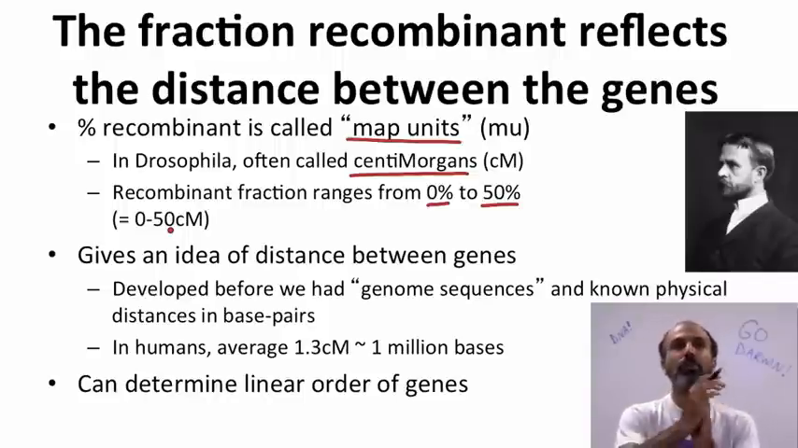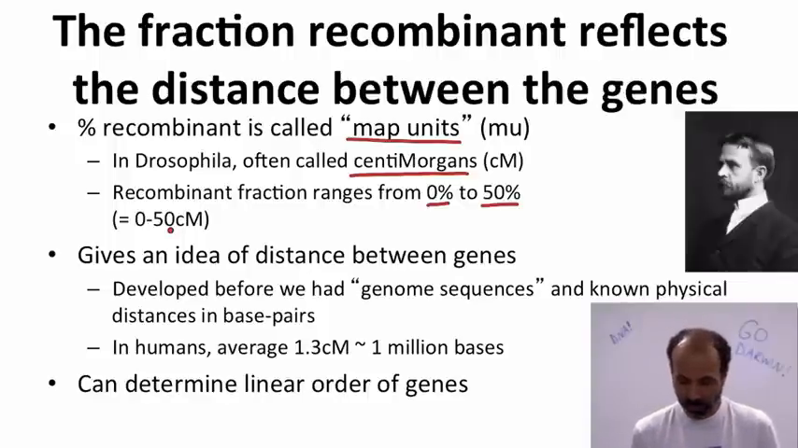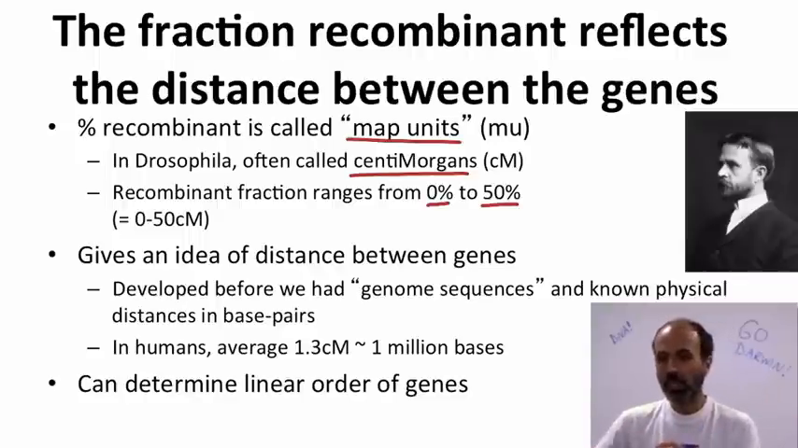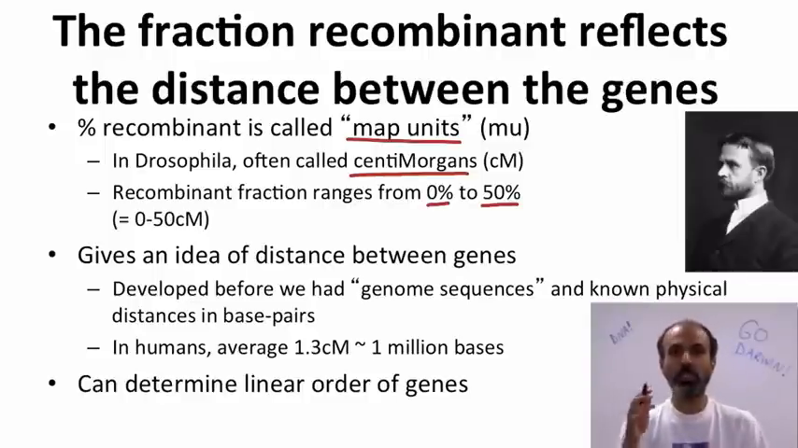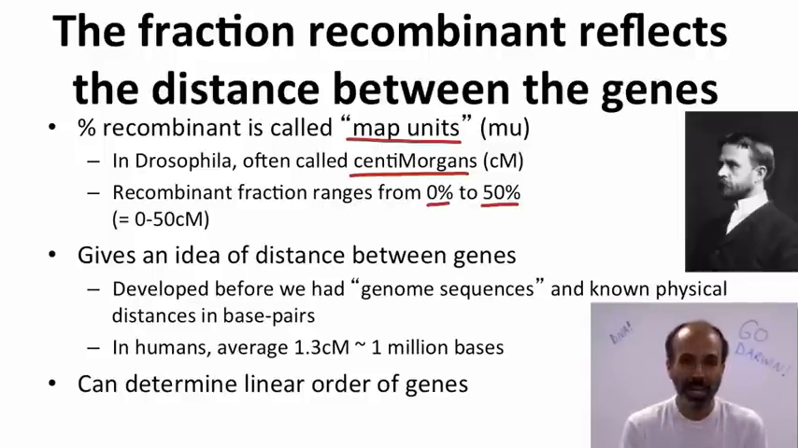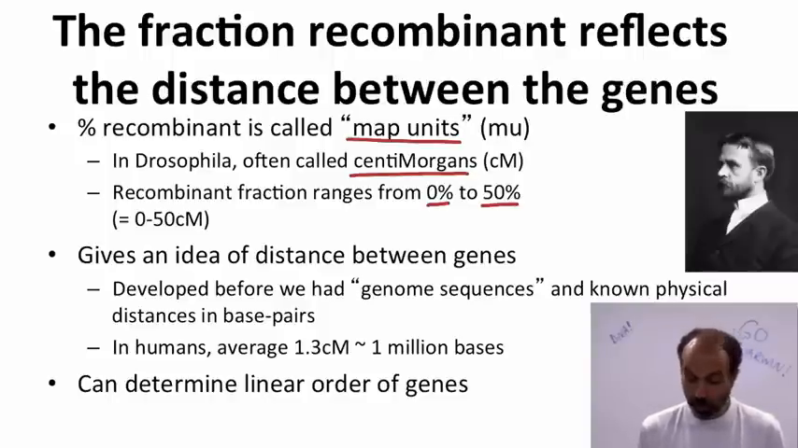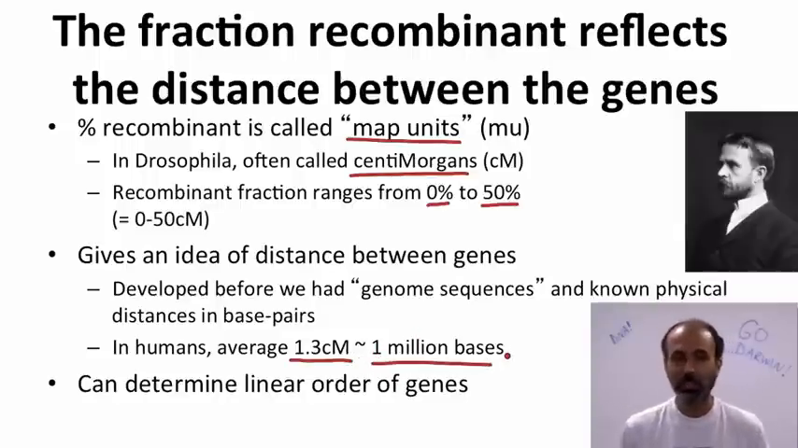And this was known about 100 years before we had the first genome sequence. Not quite, but close to it. At this point, we had a way of putting together a map and saying this gene is close to this gene, and this other gene is really far away. The genes in this case were things like these Drosophila mutations, like the cinnabar gene, the vestigial gene, the white eye color gene. In humans, just for your reference, 1.3% recombination is on average about 1 million bases. That's not exactly the case, but it gives you a ballpark that you can work with. And this is used to determine the linear order. We'll come back to how that's done in the next video.